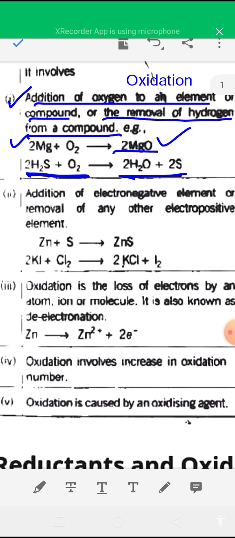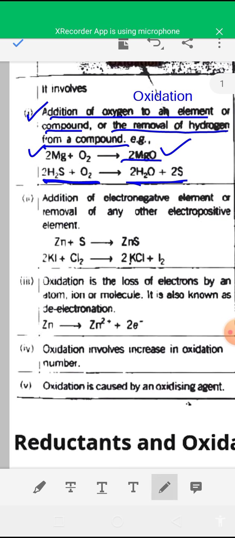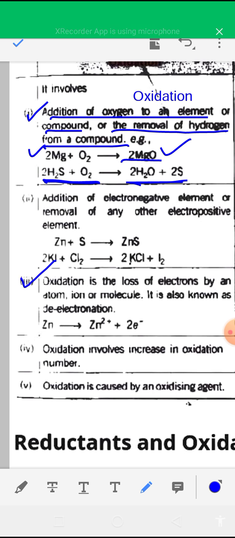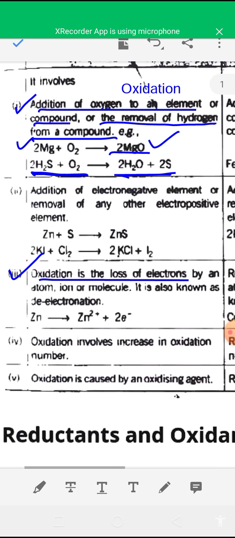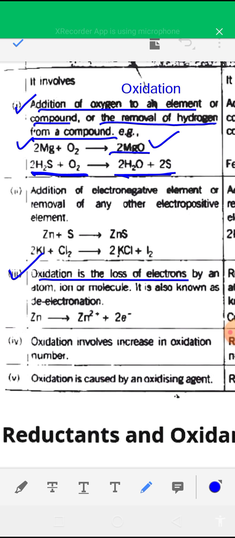You can also define oxidation in terms of electron. Oxidation is the loss of electrons by an atom, ion or molecule. For example, when zinc loses 2 electrons, it is converted into Zn2+. So Zn gives Zn2+ plus 2 electrons, which is an oxidation reaction, because zinc loses 2 electrons and is converted into a Zn2+ ion.